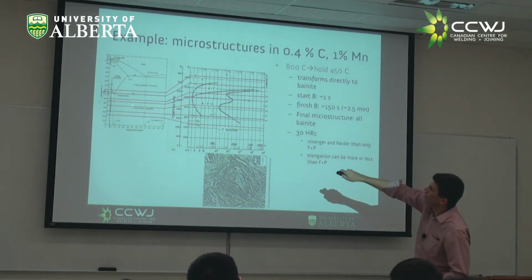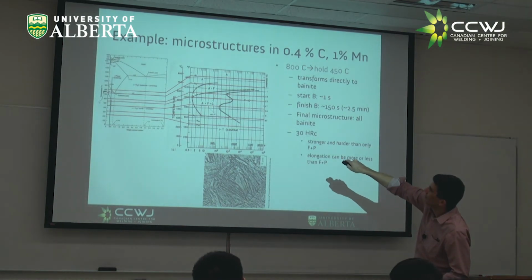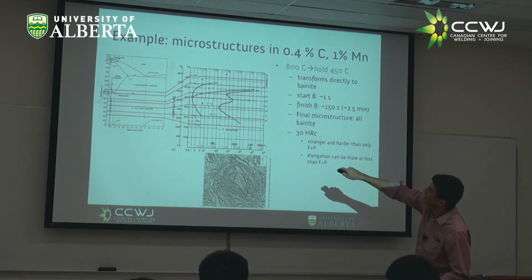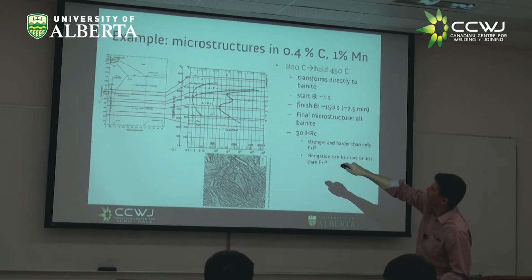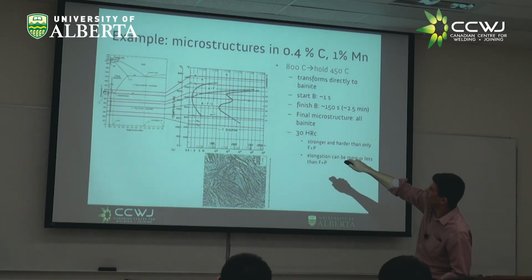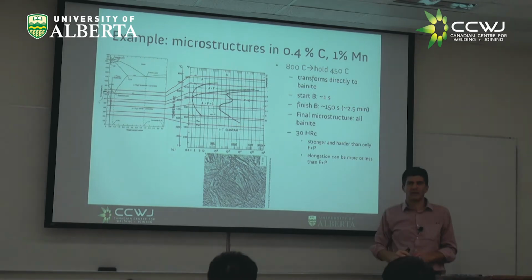Let's quench to 450 degrees. Where are we? 450 degrees is here. And in this case, what the diagram says is that we start transforming into bainite. You see, we're in the lower part. At about 1 second, after about 150 seconds, we finish transforming to bainite.